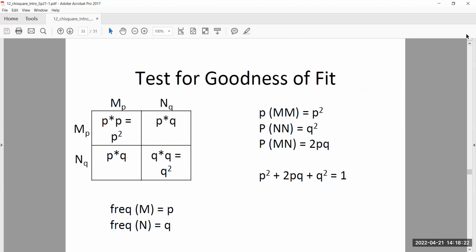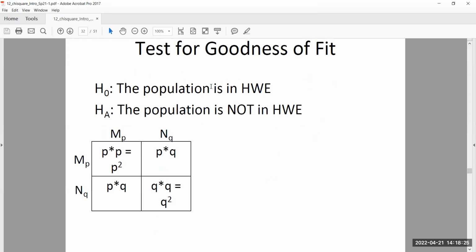All right, so if we're going to do a test to see if we're in Hardy-Weinberg equilibrium, we're going to start with our null hypothesis: the population is in Hardy-Weinberg equilibrium. Our alternate hypothesis: the population is not in Hardy-Weinberg equilibrium. And we're going to work through an example so you can see how this works. So we have 2 alleles here. We're going to call them big M and big N. And when we find the allele frequencies for each of these two alleles, we're going to find the expected offspring.